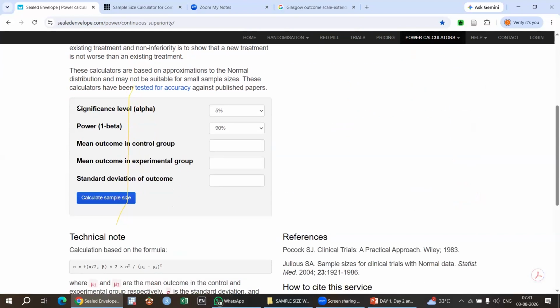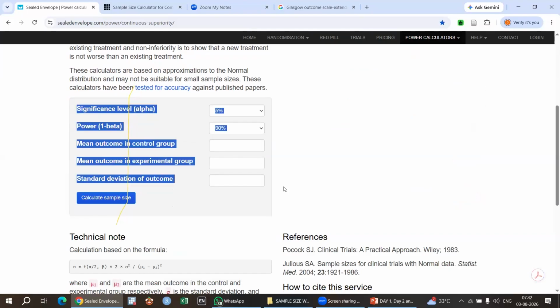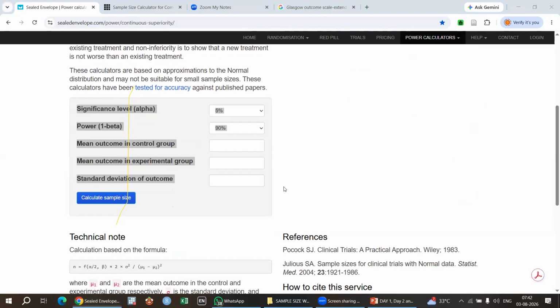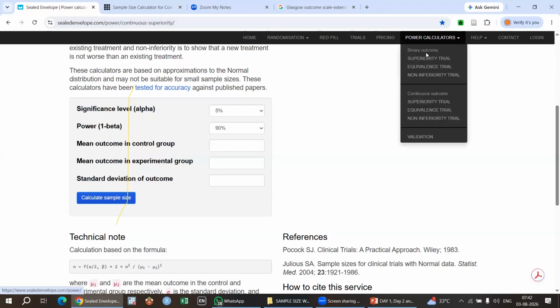But please see this. In this, there is no superiority margin given. So which type of superiority trial is this? Please tell me. There is no margin given. Zero superiority. Very good. So even in Sealed Envelope, there is a zero superiority trial sample size calculation.